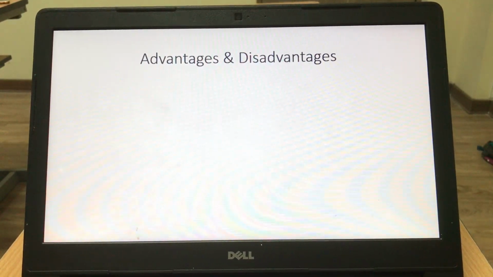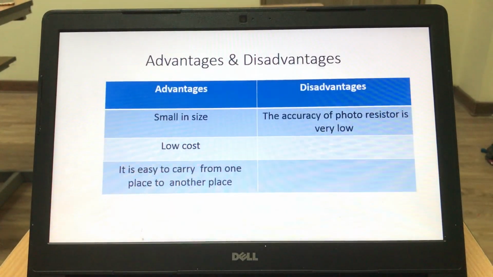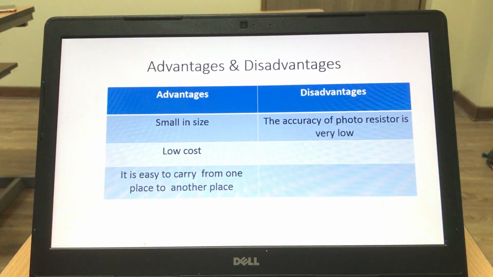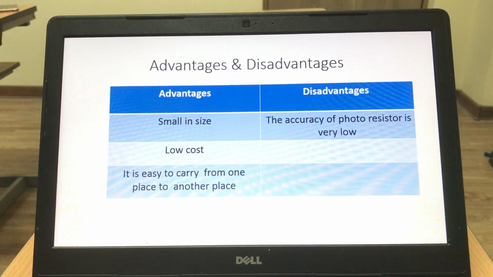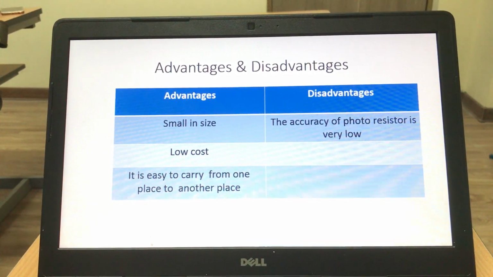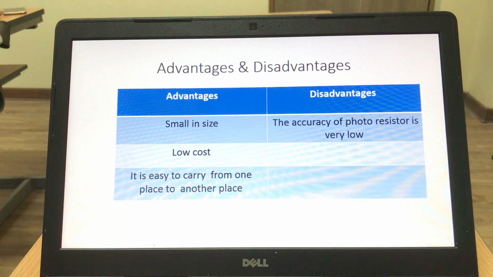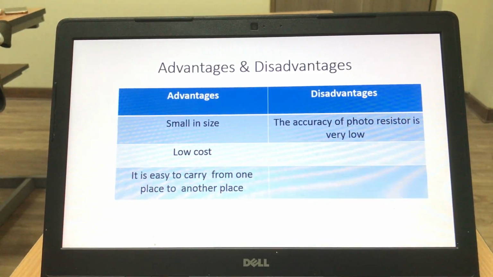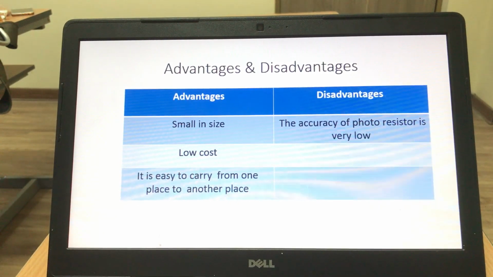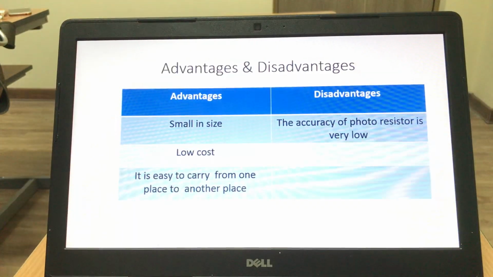These are the advantages and disadvantages of the photoresistor. The advantages of a photoresistor are that it is small in size and very low in cost. It is easy to carry from one place to another because it is very small. The disadvantage of the photoresistor is that the accuracy is very low.